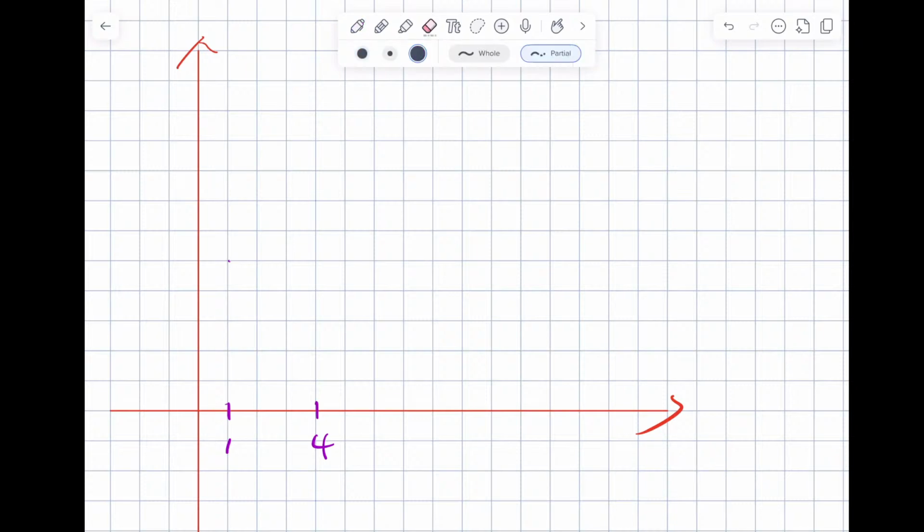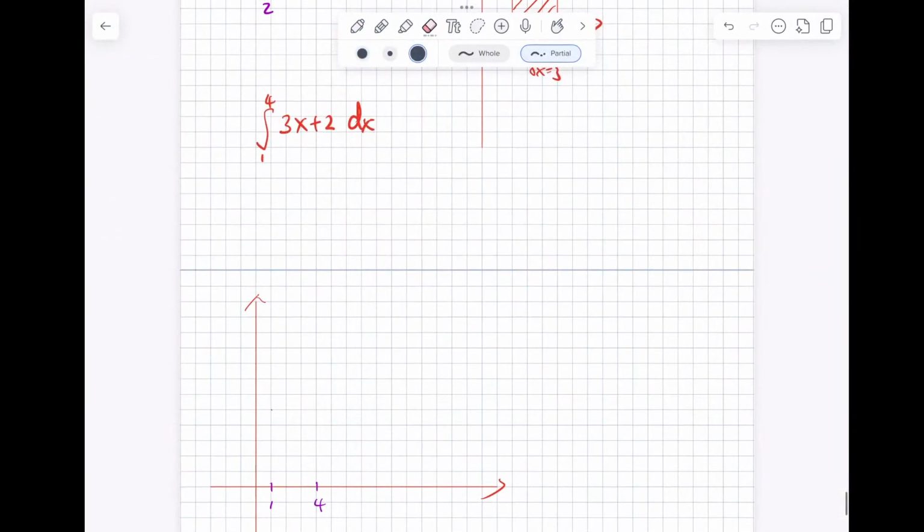All right. Anyway, from 1, if you want to figure out how high it is, you can plug in, right? You can plug in here, and you know that 1 times 3 is 3, 3 plus 2 is 5. So you know that this here is 5. And you can plug in 4. 4 times 3 is 12, 12 plus 2 is 14, so it's going to be 14 here.